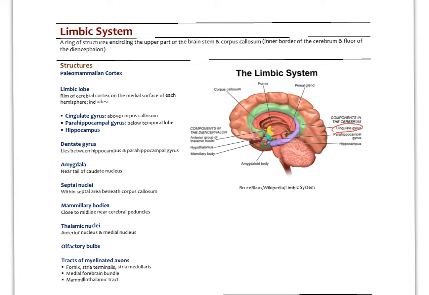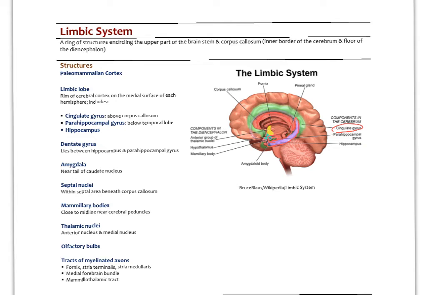There is the parahippocampal gyrus, and that is just below the temporal lobe, and that's depicted here. And then the hippocampus, which is, in this particular picture, in the purple. So it's a big structure here. And again, it's hard in the sagittal view to get an appreciation of that. This is really a three-dimensional structure.